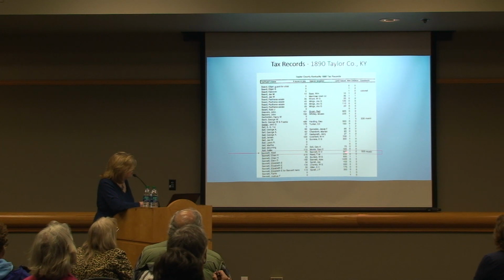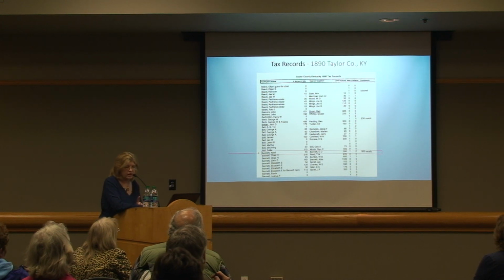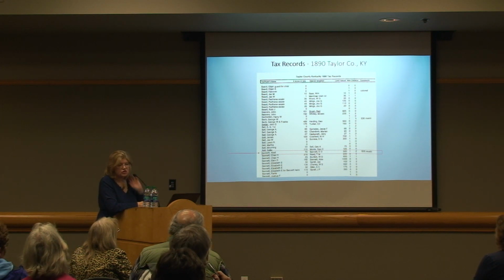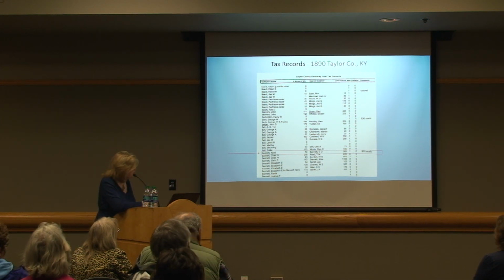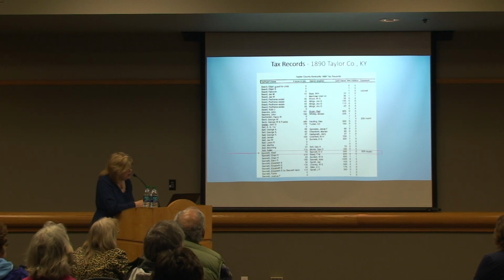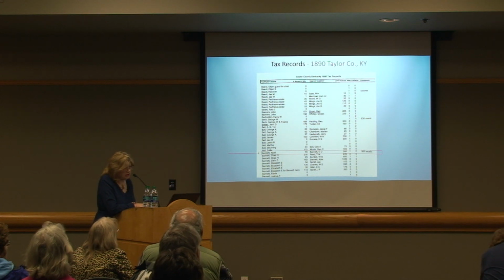His land was valued at $500. He had one male over the age of 21 in the household. He had 2 children between 6 and 20. Now this doesn't give us the names, but at least this can start us on recreating the family. And under the comments section, the tax collector would enter certain comments.